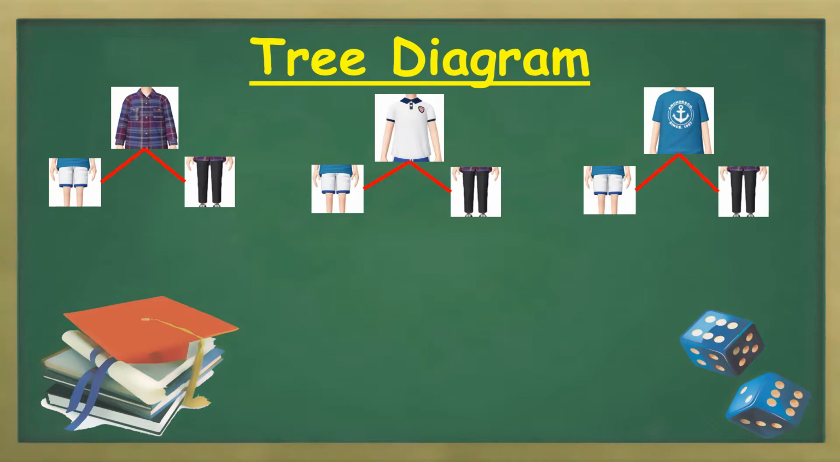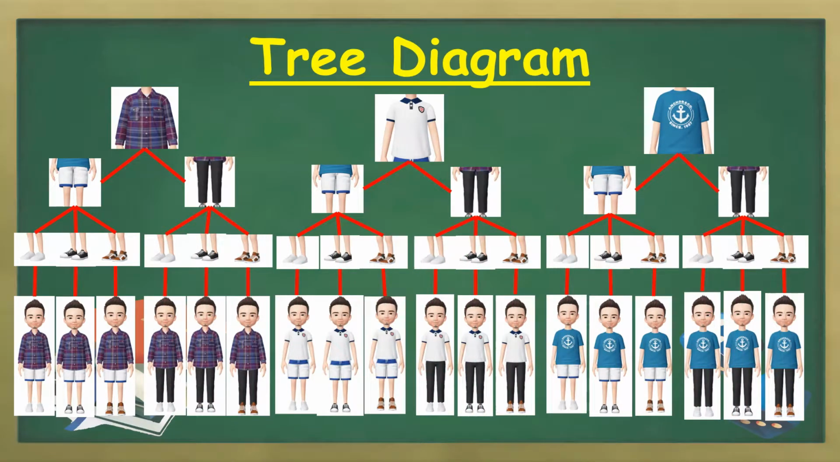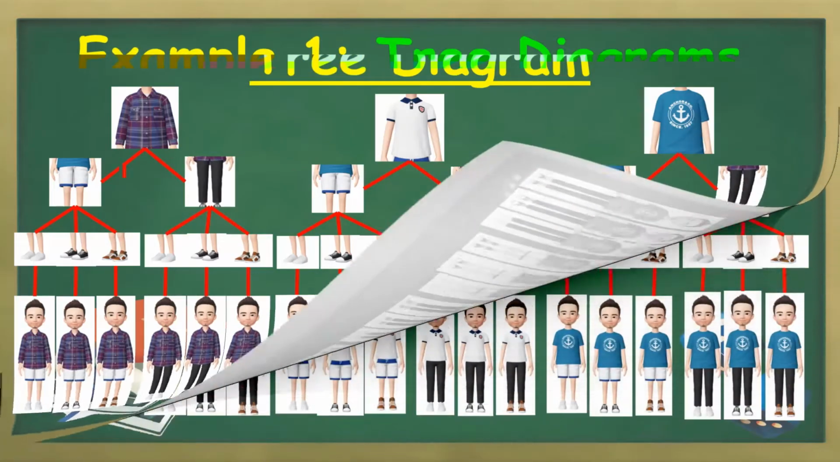Then if Pedro chooses the shorts, you can pair it with white shoes, black shoes, and brown shoes. Then you will have the first set of OOTDs. So we have here long sleeve, shorts, white shoes; long sleeves, shorts, black shoes; long sleeve, shorts, and brown shoes. And this will happen to the rest of our set. So therefore, counting the OOTDs on this tree diagram, we have 18 OOTD.